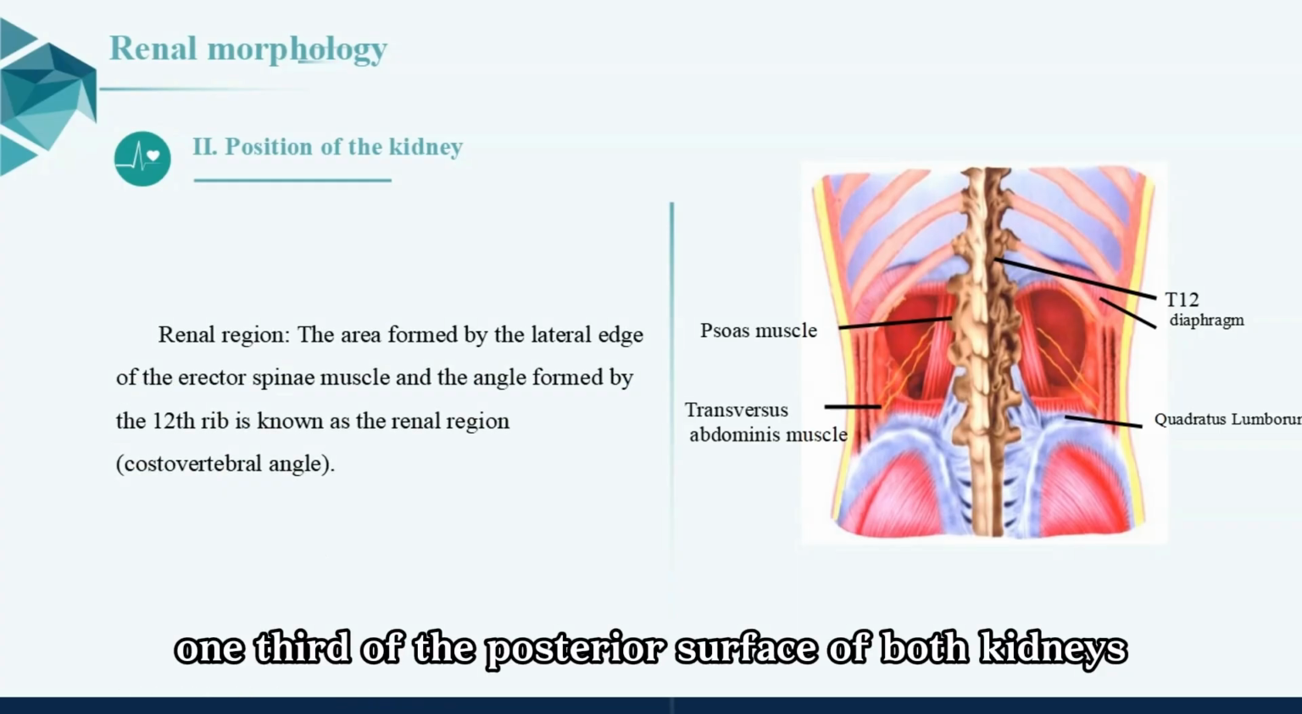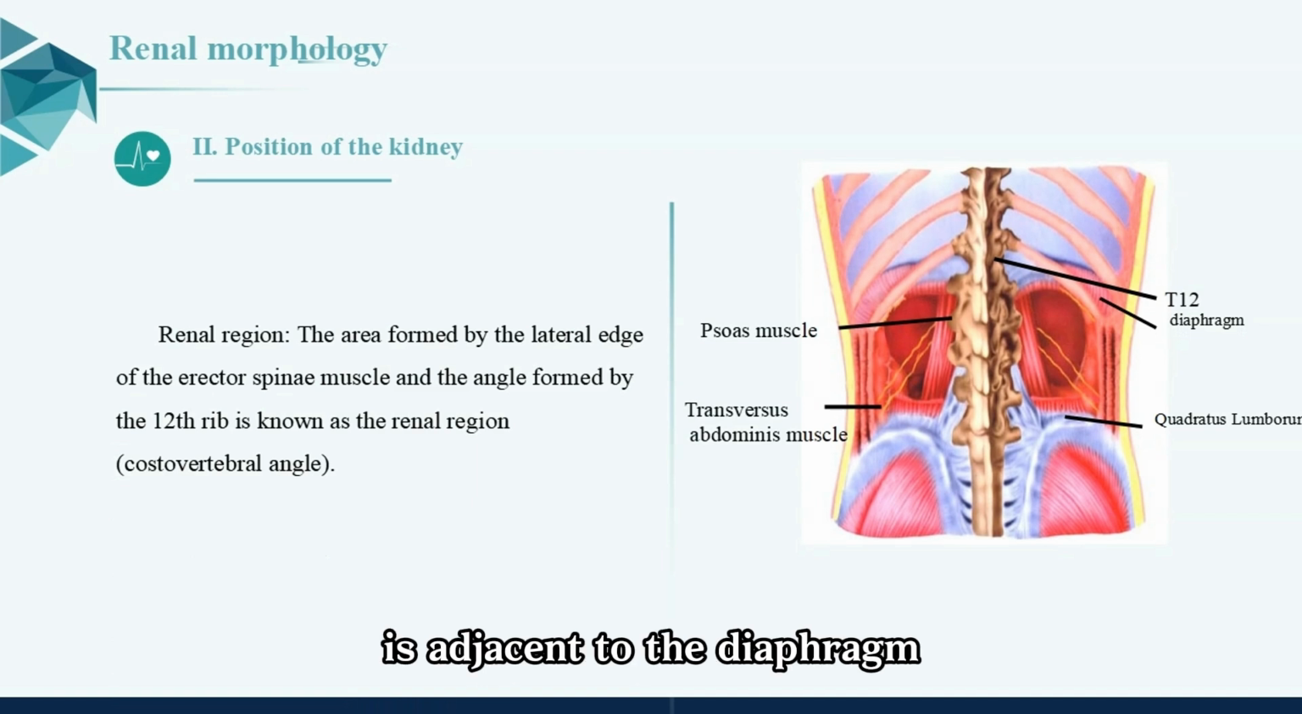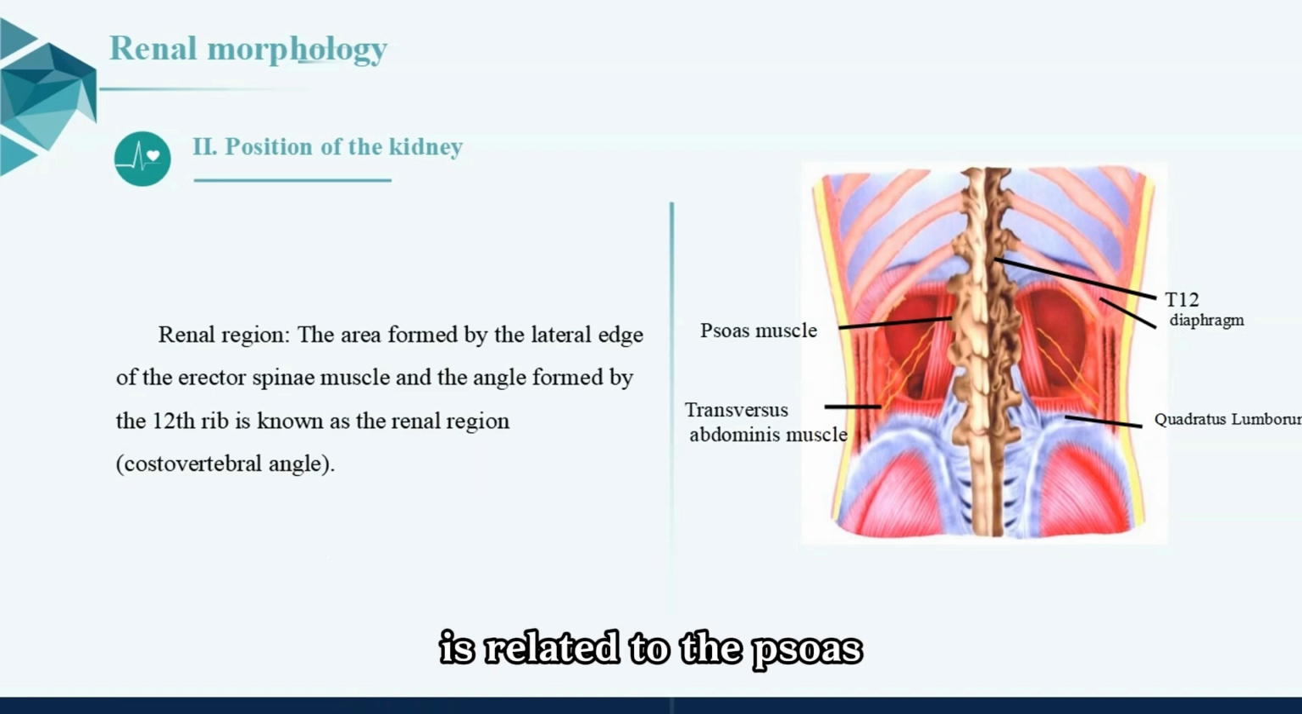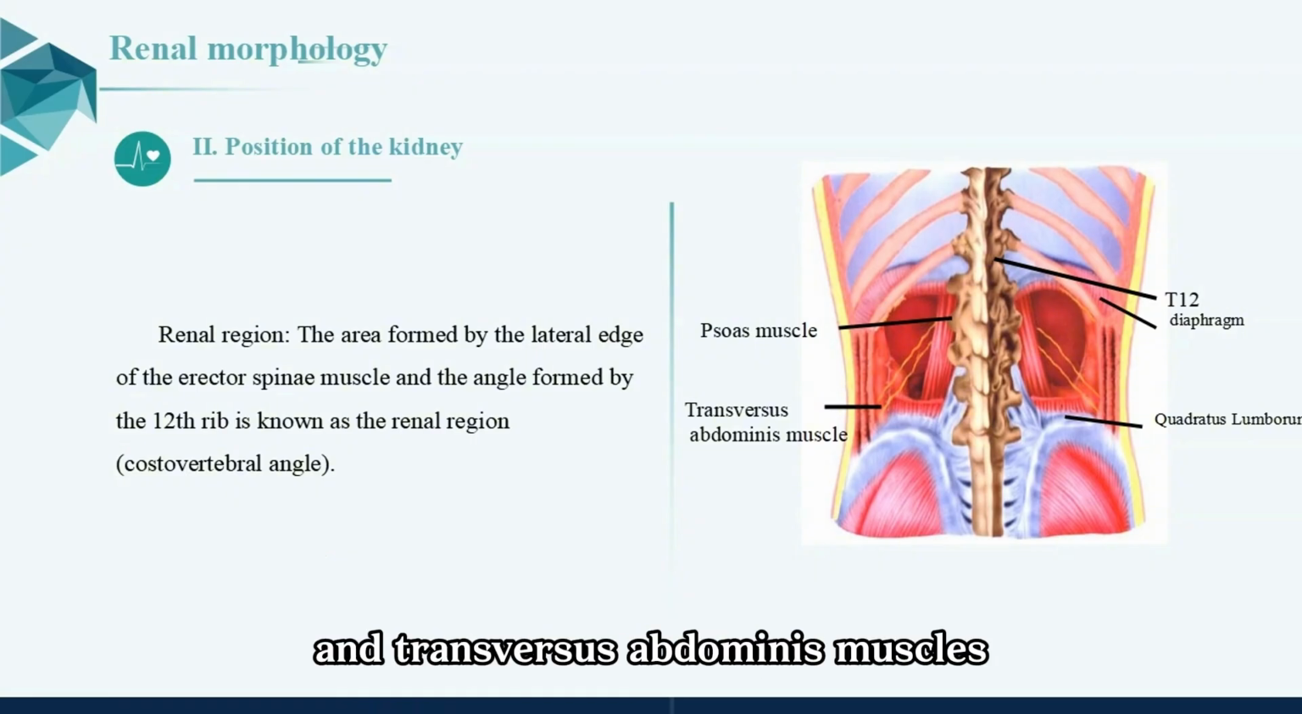The upper 1/3 of the posterior surface of both kidneys is adjacent to the diaphragm. The lower part, from medial to lateral, is related to the psoas major, quadratus lumborum, and transversus abdominis muscles.